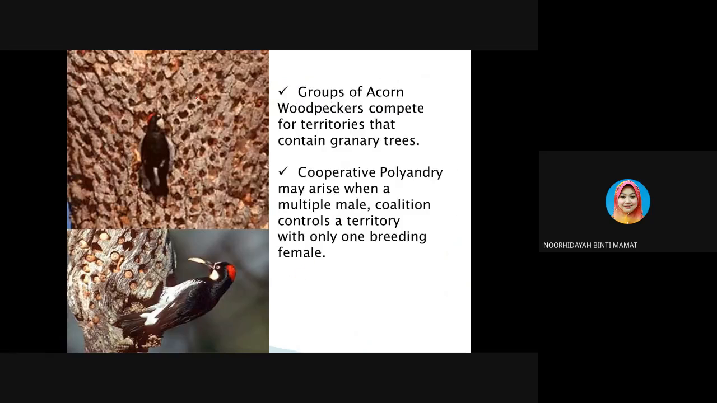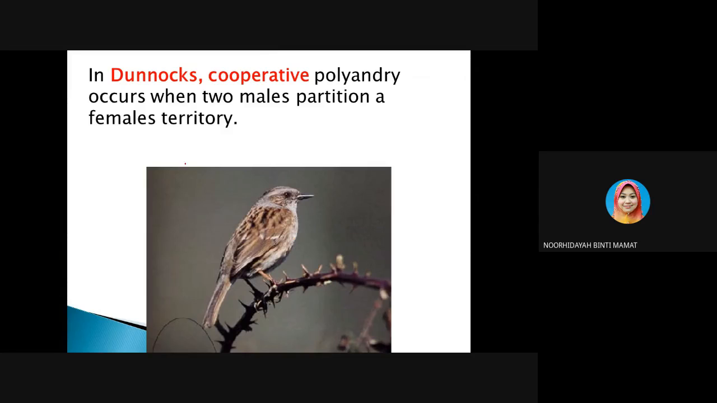Okay, for example, in the group of acorn woodpeckers, they compete for territories that contain granary trees. So cooperative polyandry may arise when multiple male coalitions control a territory with only one breeding female. When there is a shortage of resources, the males will cooperate with each other. For example, in the Dunnock birds, cooperative polyandry occurs when two males partition a female territory. Right, they cooperate with each other.